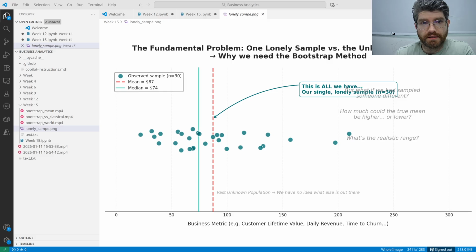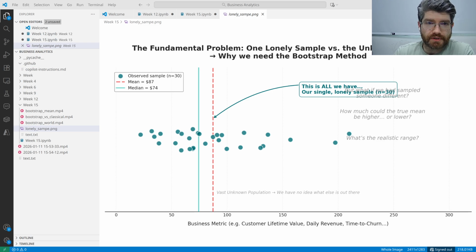To answer this, classical statistics forces you to assume your data follows a perfect bell curve. But in business revenue, viral hits, insurance claims data, it's rarely normal. It is chaotic. So how do we measure uncertainty without making dangerous assumptions? We use the bootstrap.